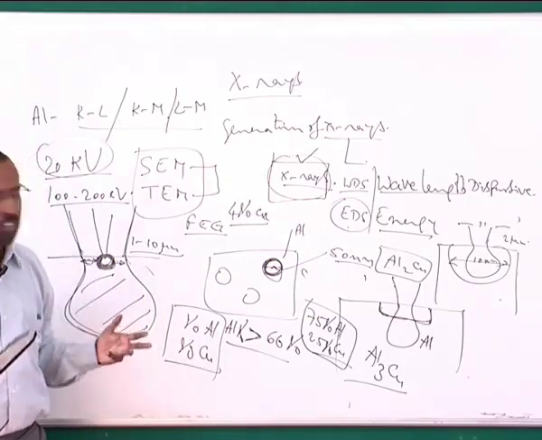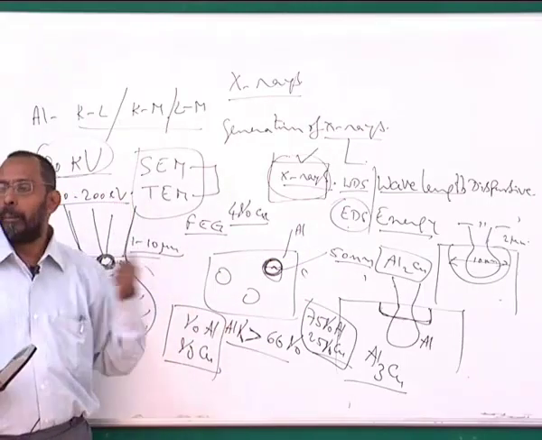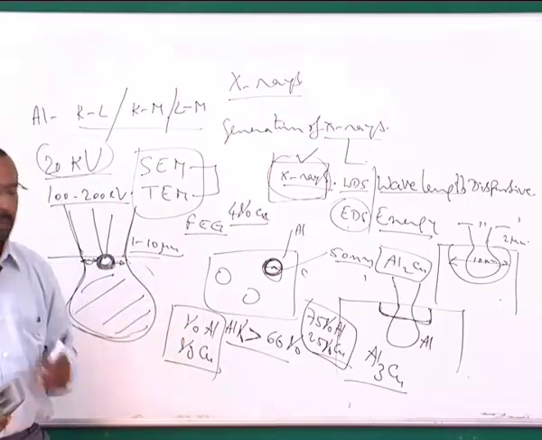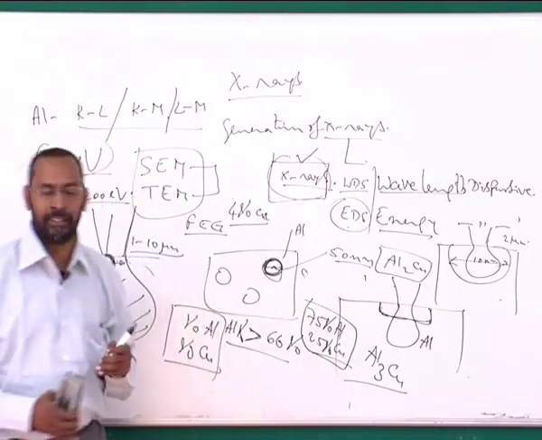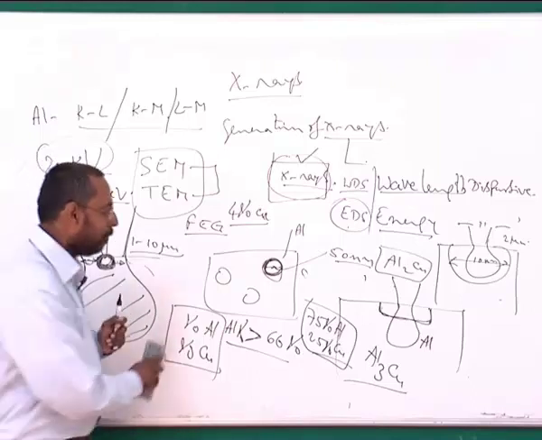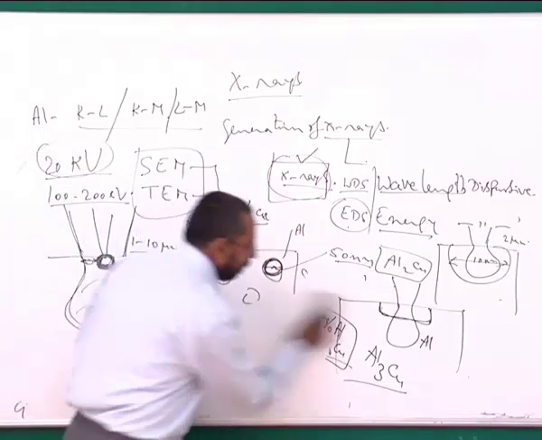So if it is a known system, based on the knowledge about the system, I can assume that this is all coming because of the matrix. But if it is an unknown system, this problem is there, and one has to be very careful in doing this.